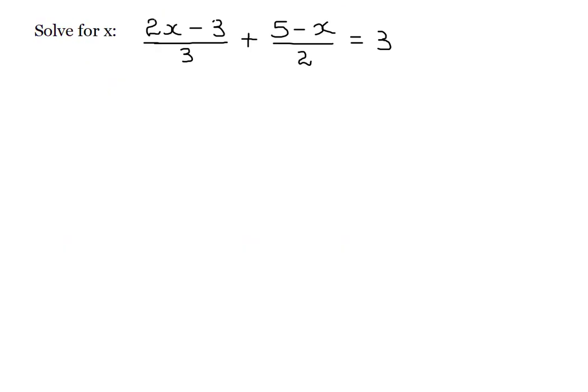And our problem looks something like this. We want to solve for x in this equation involving these two algebraic fractions. Alright, so we have (2x minus 3) on 3 plus (5 minus x) on 2, and this is all equal to 3. We know we're dealing with an algebraic fraction type problem simply because we have some algebraic expressions with a rational form. So before we get into doing anything with the algebraic expressions, let's talk about these fractions.